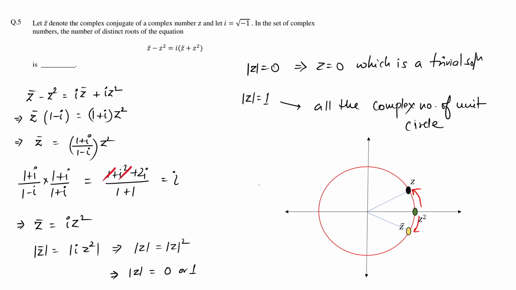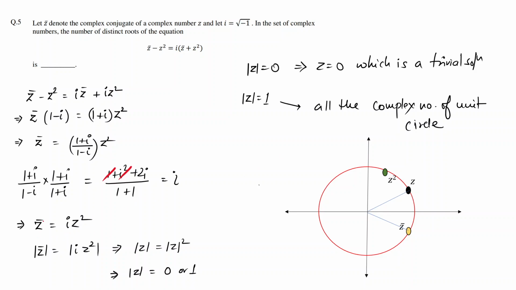That's also interesting, because mod of z is equal to 1, but it will move twice the angle anti-clockwise. So I am moving my z anti-clockwise slowly, and z square will move twice that angle anti-clockwise, and z bar will move the same angle in clockwise fashion. This is how these 3 points are going to vary on the unit circle.